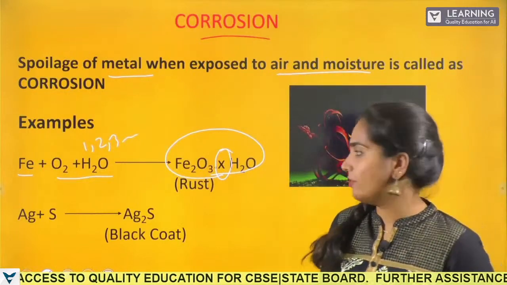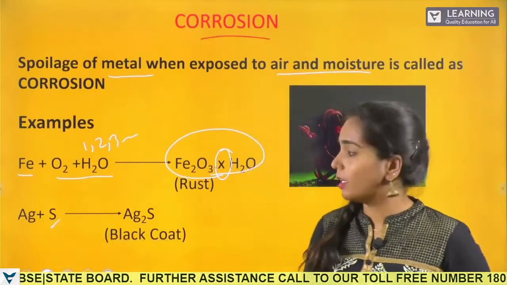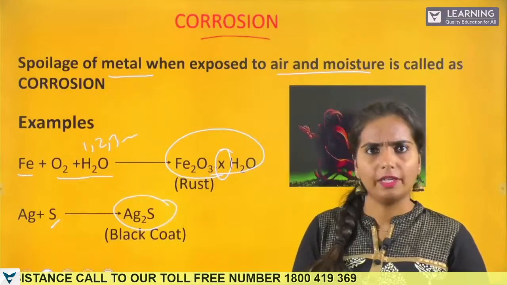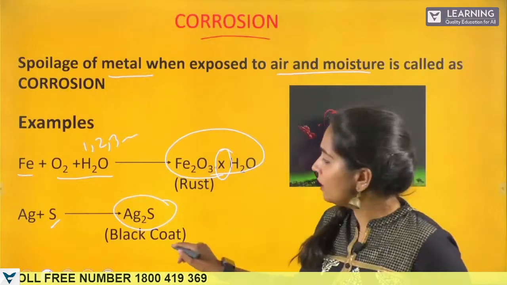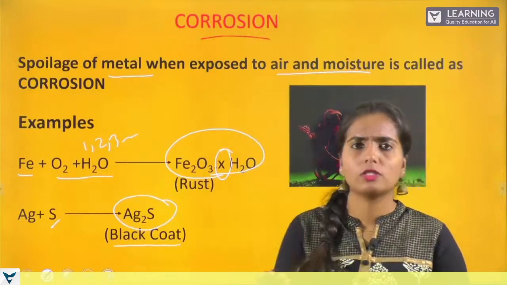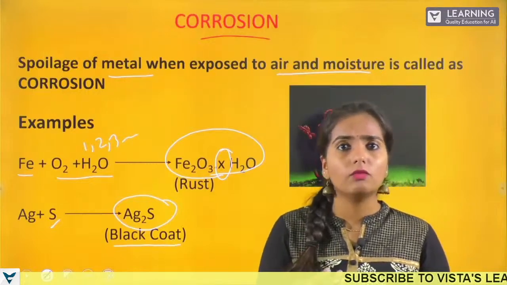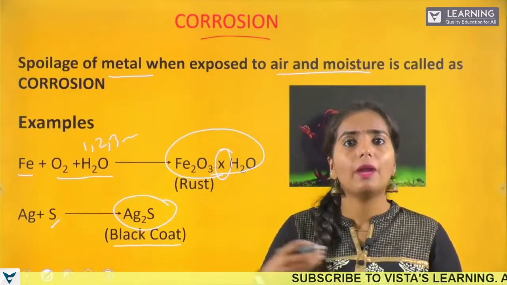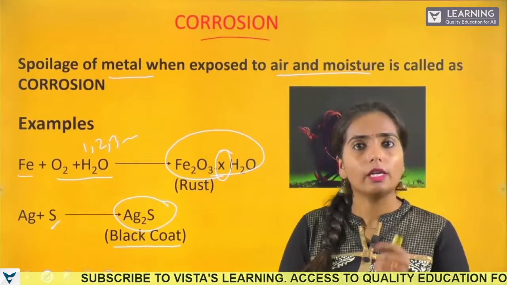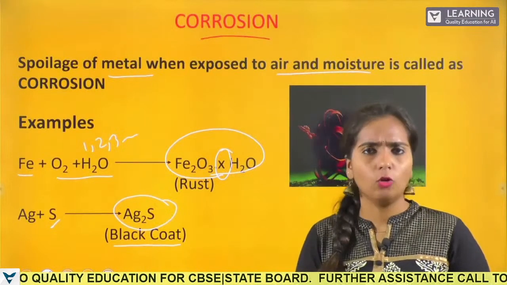And when you come to silver, in the presence of sulfur it gets a black coat of silver sulfide. This will be black in color. As I told, when you expose your silver spoon or silver glass to air or moisture, a black color coat will be formed. That is our Ag2S. These are the two examples of corrosion.